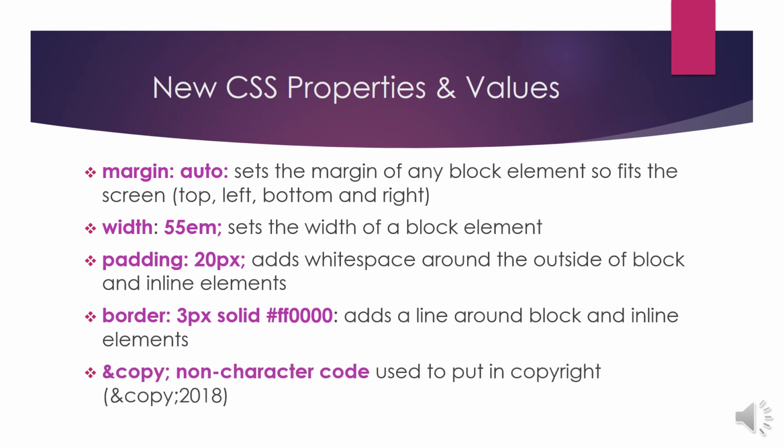And you have the non-character code for copyright. So when you go to put in your copyright in the footer, you would use the ampersand, or the and sign, which is on the 7 key. Type in the word copy, semicolon, and then the year, 2018.